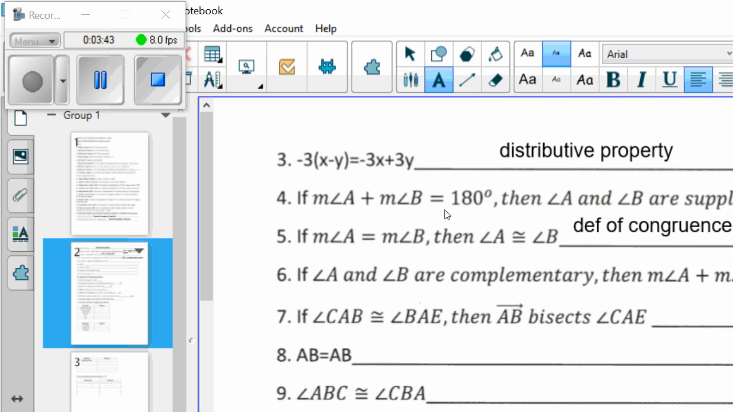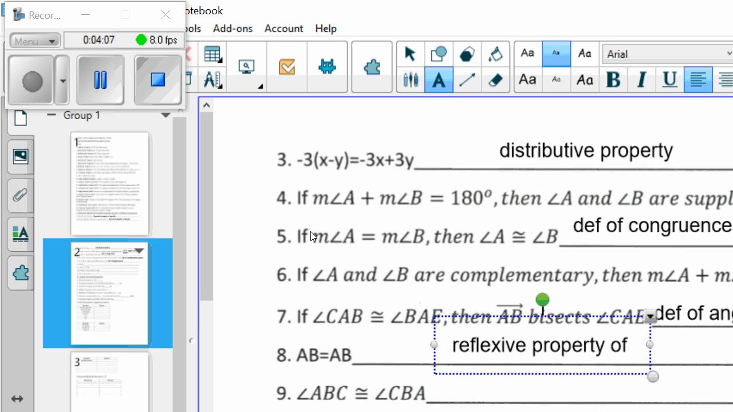Number 7, if angle CAB is congruent to angle BAE, then ray AB bisects angle CAE. This is the definition of angle bisector, and you have to say what type of bisector it is, since we have a segment bisector and an angle bisector. Number 8, AB equals AB. I have the exact same thing on both sides, so that is the reflexive property of equality. Again, it's equality because it was an equal sign.